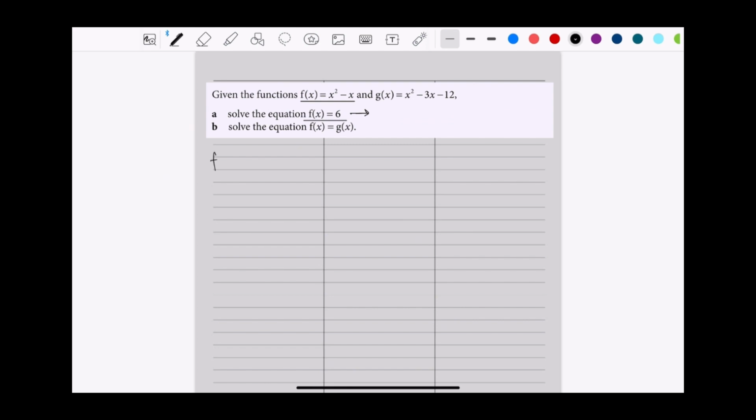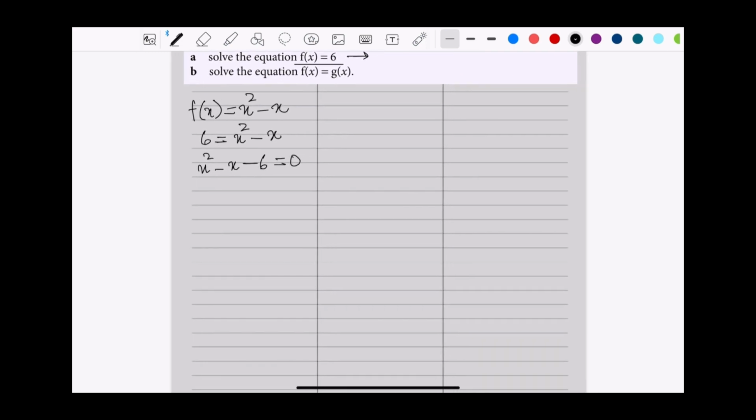So I write this equation first. f of x is equal to x squared minus x. Then instead of f of x, I replace it with 6, so 6 is equal to x squared minus x. And x squared minus x minus 6 is equal to 0 becomes a quadratic equation. You know that a quadratic equation can be solved by breaking the middle term.